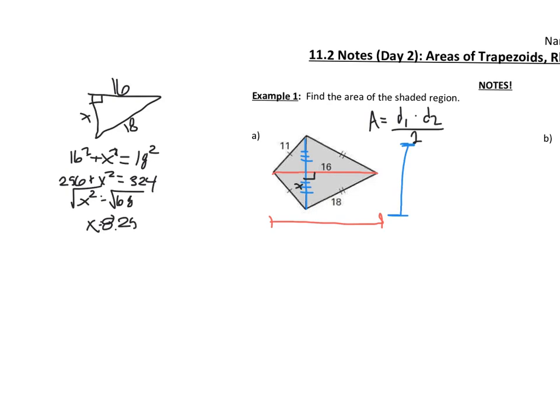So x should equal 8.25. If that's the distance right here, 8.25, and this is also 8.25, I take 8.25 times 2 to get the total distance of my blue diagonal. So 8.25 times 2 is 16.5.